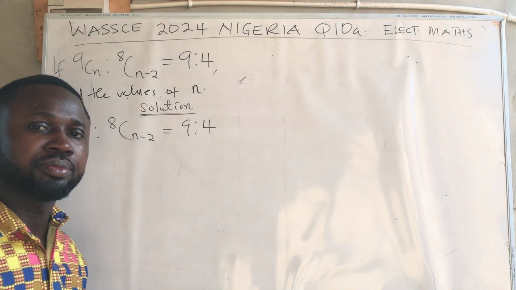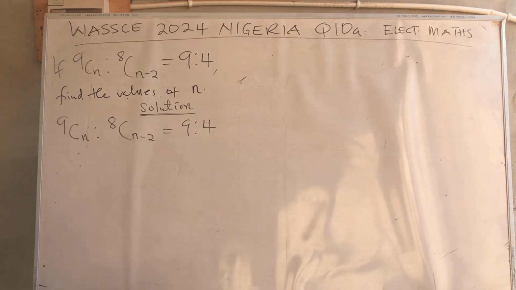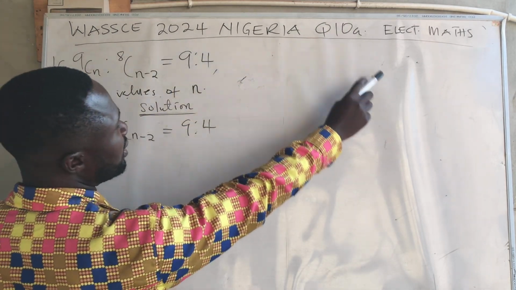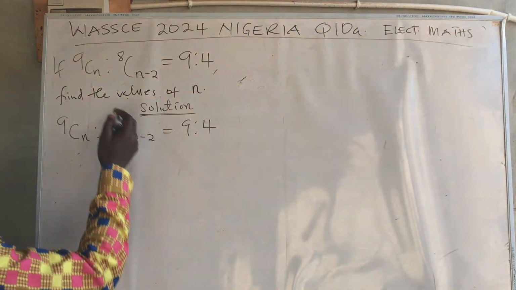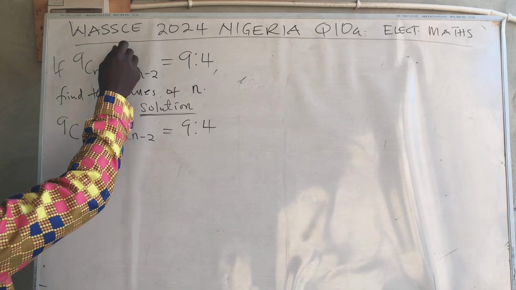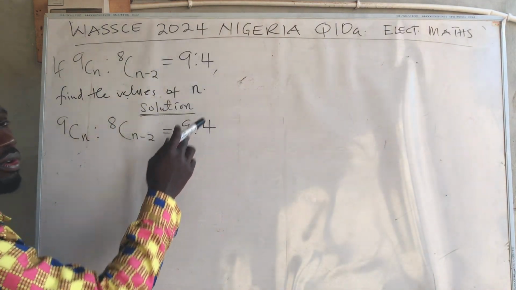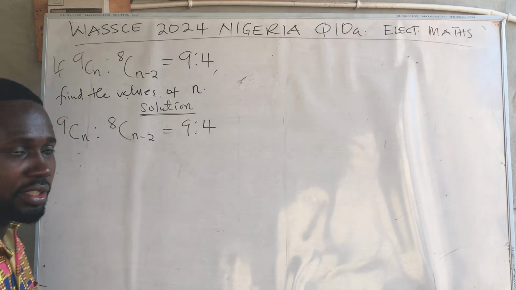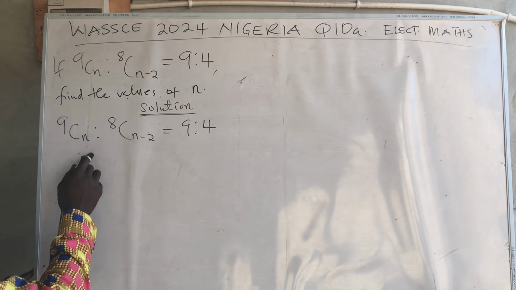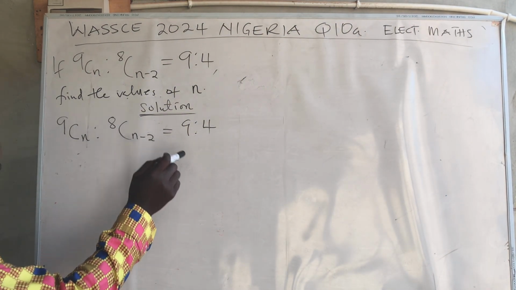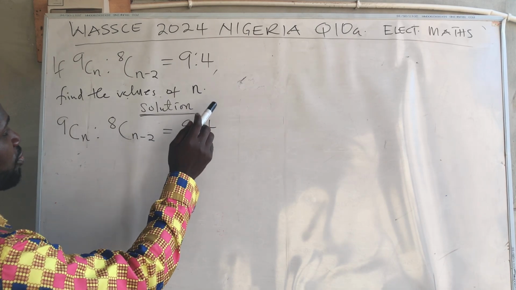Hello, let's consider this particular question. WASSCE 2024 Nigeria, question 10A, elective maths. If 9 combination n to 8 combination n minus 2 is equal to 9:4, then find the values of n. So the question is 9 combination n to 8 combination n minus 2 equal to 9:4.